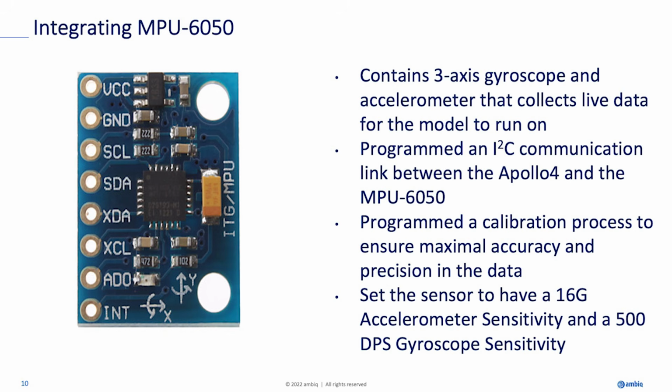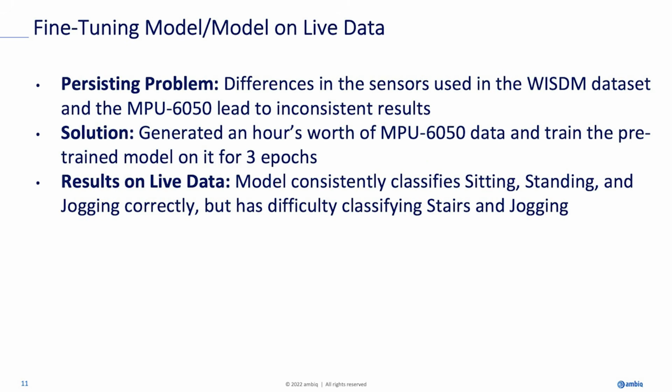There was still a persisting problem, however, after we quantized and integrated the sensor. The problem is that the sensors are different. The sensor in the WISDM dataset and our sensor, the MPU 6050, are going to lead to different results. How we patched that up was collecting some data using the MPU 6050, taking the pre-trained model and running it for three or so epochs to tune out and see past the differences and help the model's ability to generalize to our sensor as well.